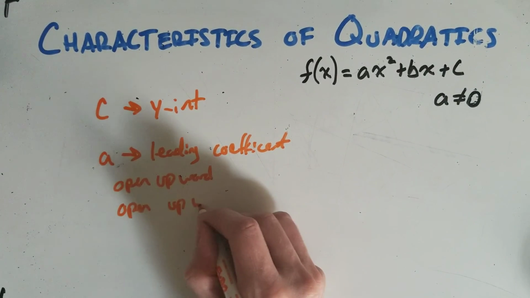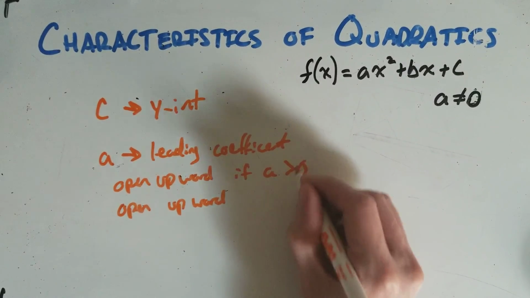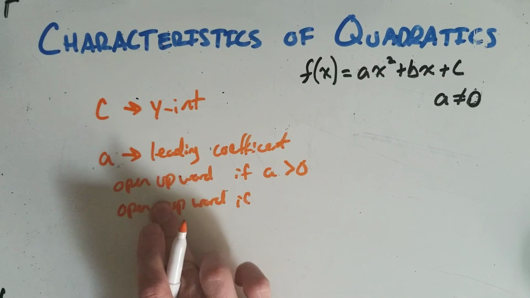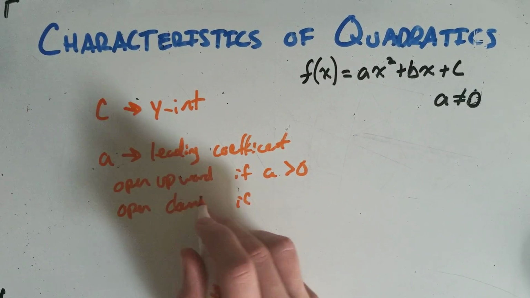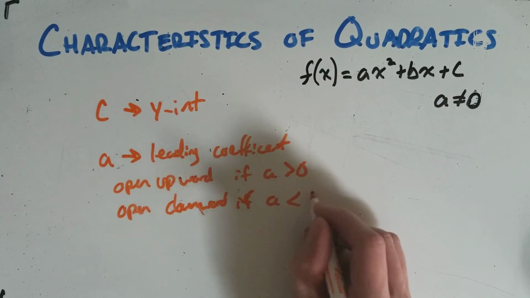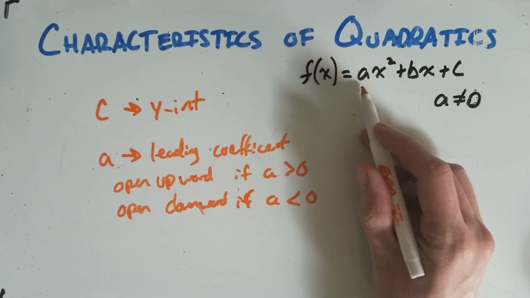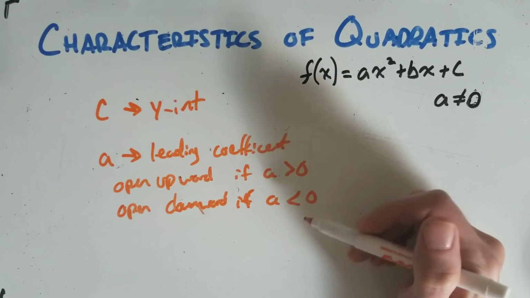And how we tell that is by the sign. We open upward if a is greater than 0. We open downward if a is less than 0. So if a is positive, it's going to open upward. If a is negative, then it's going to open downward.